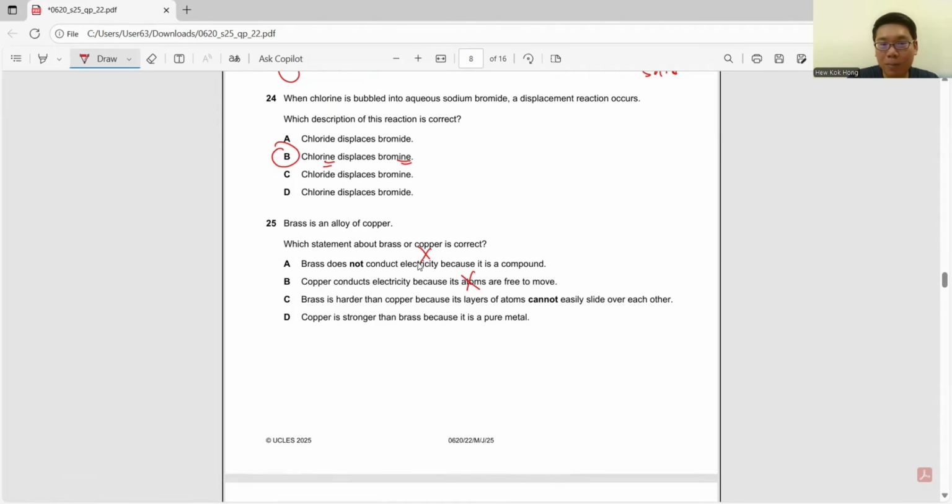C. Brass is harder than copper because its layers of atoms cannot easily slide over each other. Yes, correct. Because the size of the atoms is a bit different, they cannot easily slide through each other. That's why it's stronger and harder. D. Copper is stronger than brass. No, because it's a pure metal. Pure metal is softer compared to the alloy.